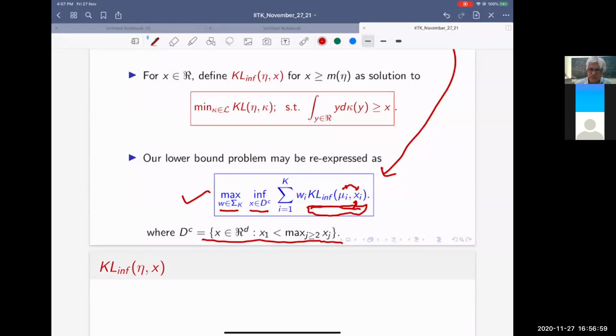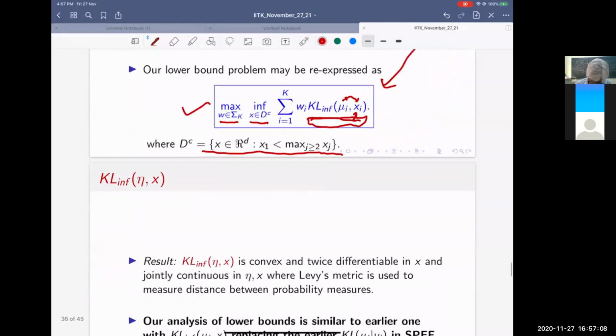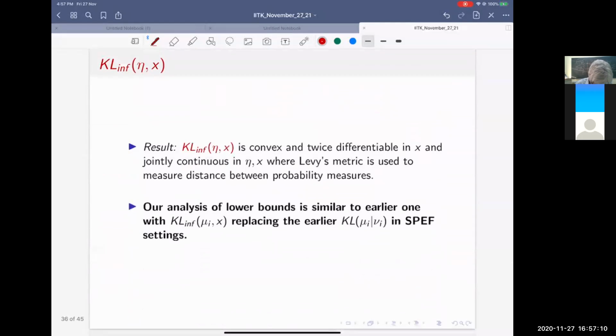Because we are really trying to separate mu from other distributions. So we are saying, let's keep the mean fixed and let's find the worst distribution that we have to worry about. And let's plug that in here and let's play with that. So the result, and this takes a bit of technical effort, is that KL inf eta x is convex and twice differentiable in x and jointly continuous in eta and x.